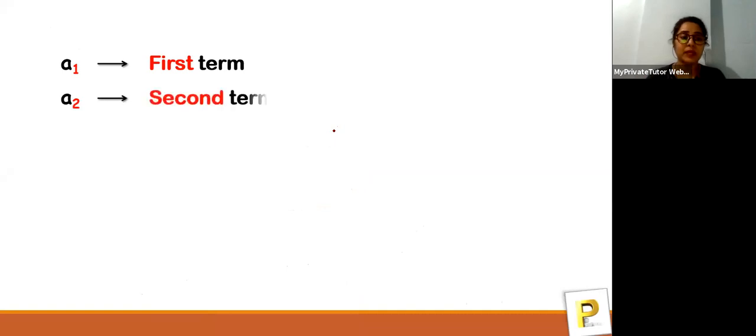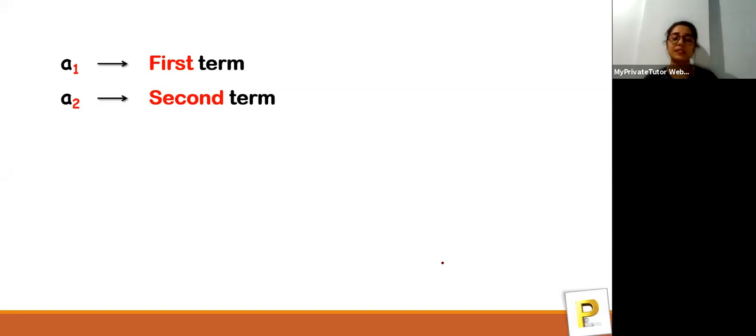So let's move towards the next part. There's some basic things to know about arithmetic progression before we start with the second part. So A1 is the first term. Like if you have the example of 1, 2, 3, 4, the first term over here is 1, so that is called the first term. The second is A2, so that is called the second term.